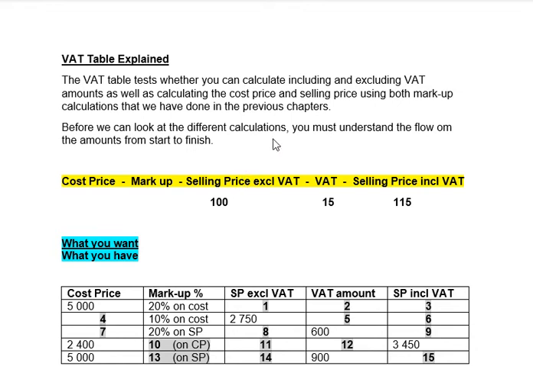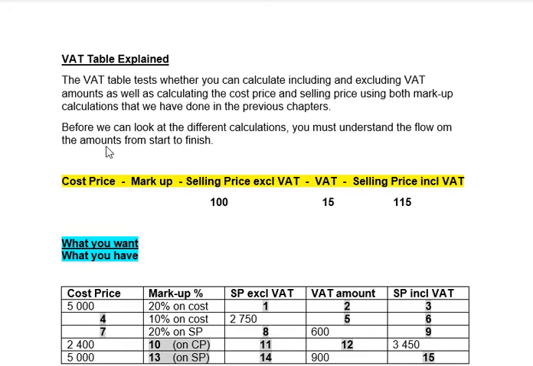Then we're going to add in the VAT percentage. And once we've added in the VAT percentage, this will be the price that the customer will ultimately pay for it in the shop, the selling price including VAT. So that's just the flow of the transactions to get to the end when the customer can buy the goods.